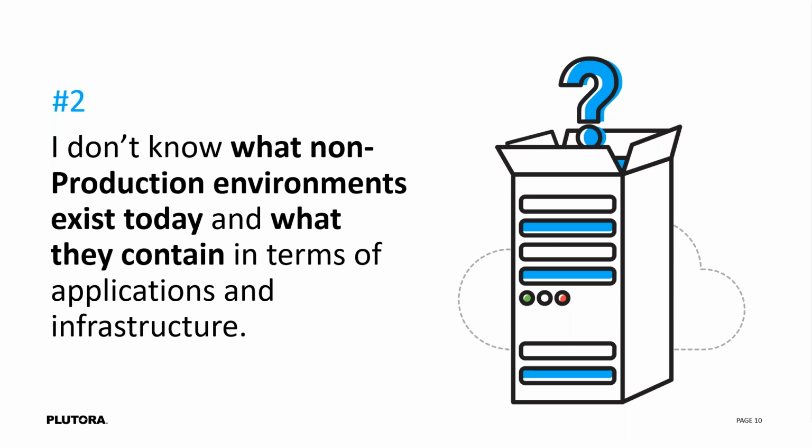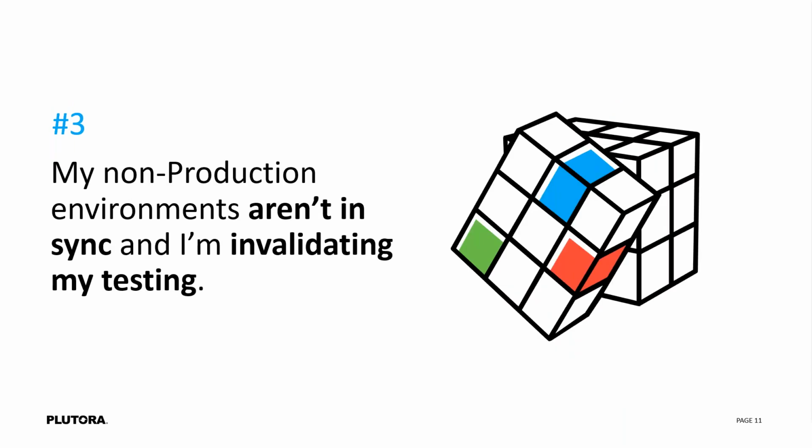Cool. Let's go on to the next pitfall. Okay, so I've got a schedule, I've got a list, but frankly, the biggest pitfall, and I've heard this a number of times too, is, hey, I've got all these non-production environments. They're not in sync with what's supposed to be there. I've got wrong builds there, and I'm completely invalidating my testing. Can you talk about what this is?